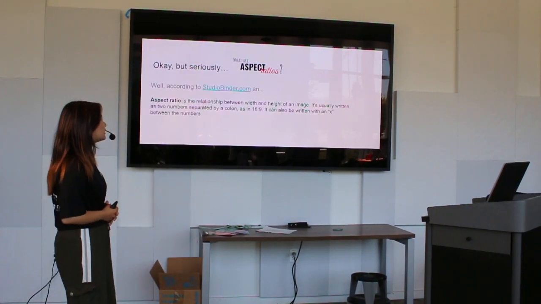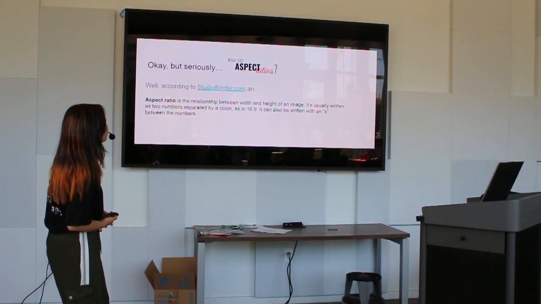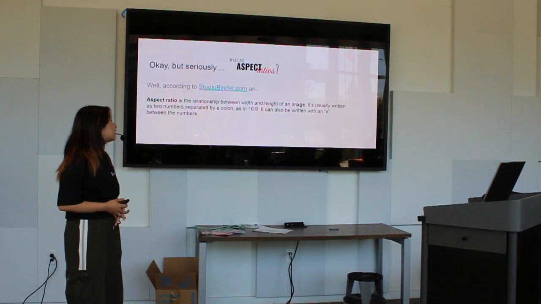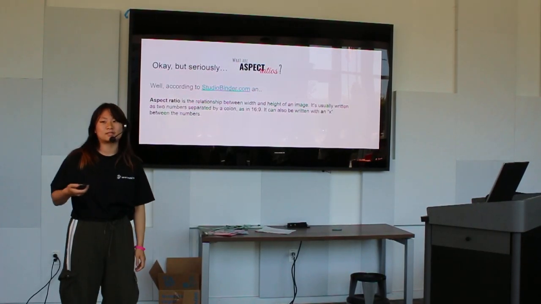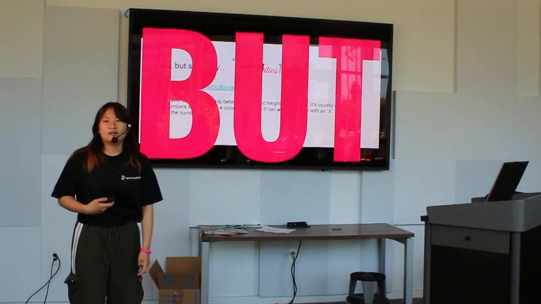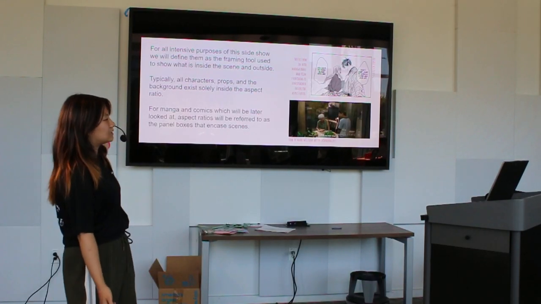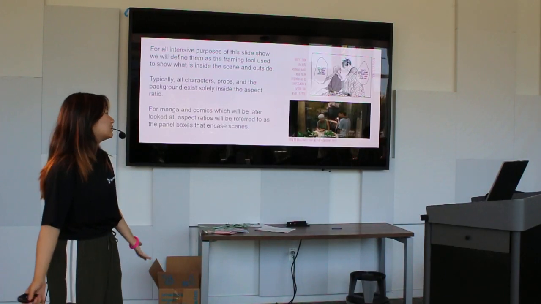Well, according to StudioBinder.com, an aspect ratio is a relationship between the width and height of an image. It's usually written as two numbers separated by a colon, as in 16:9. It can also be written as an X between the numbers. But for today's purposes, we're just going to define them as a framing device which splits what's inside the scene from what's outside the scene.